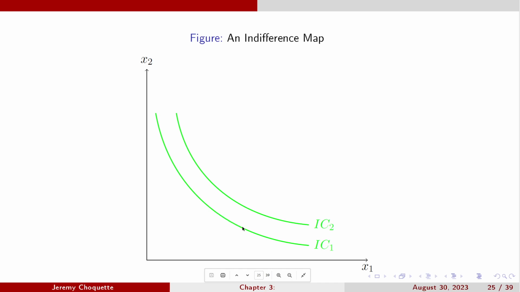At any point on this green curve IC1, whether you consume this much X2 and this much X1, or this much X1 and this much X2, it doesn't really matter because your level of happiness is the same. Now up here, we've got a higher level of happiness. And this level of happiness similarly represents any combination of X1 or X2 that satisfies this green curve.